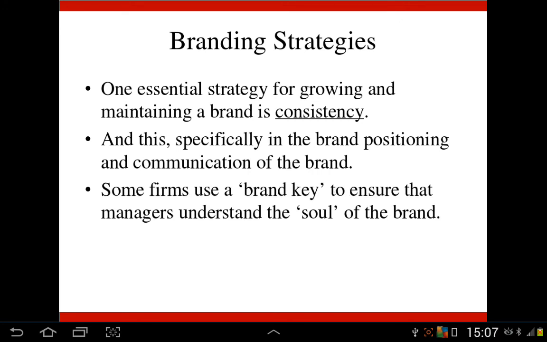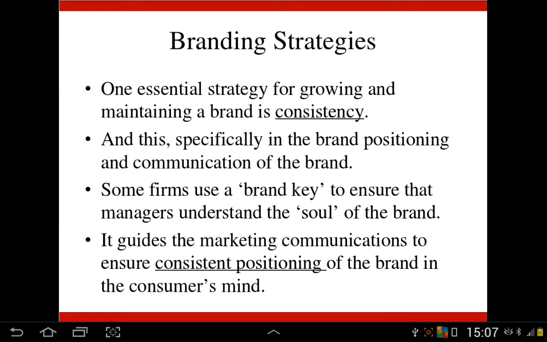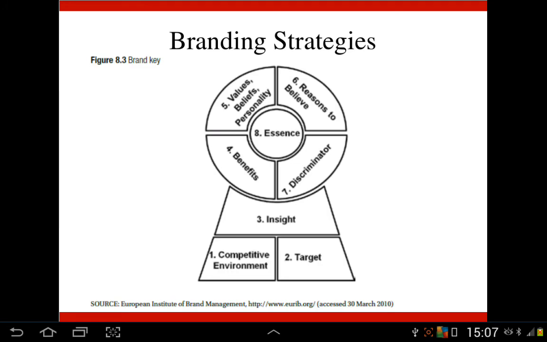And some firms use something called a brand key to understand their brand. And this is an example of a brand key. As you can see, number 1 says competitive environment, target, insight. And then in the center of the key is essence. And the other things around that essence are things like benefits, reasons to believe, and so on and so forth. But you will study branding in much more detail in your second year of studies or in further studies.